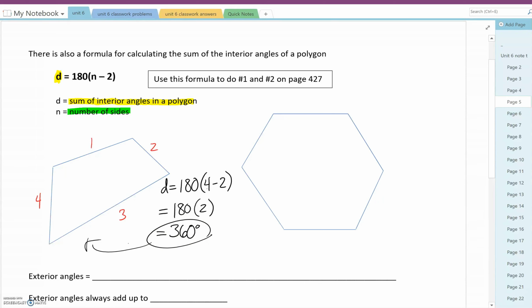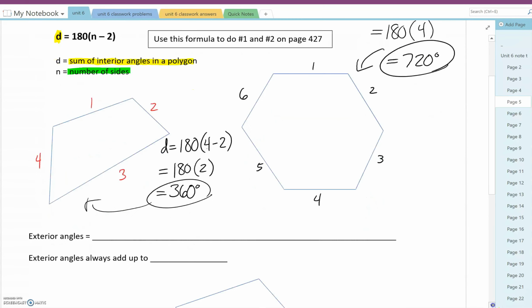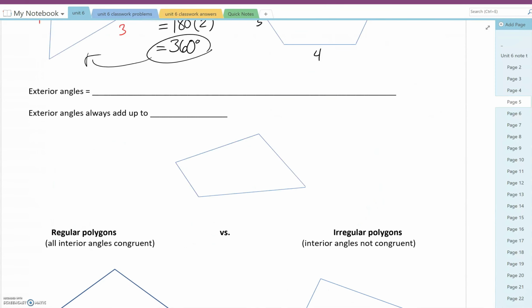I can use this formula for the shape on the right. 6 sides total, so now my n is going to be 6. Instead of that n, I'm going to write 6 minus 2. D equals 180 times 6 minus 2, which is 4. 180 times 4 is 720 degrees. Okay. That's for interior angles, angles on the inside of a polygon.